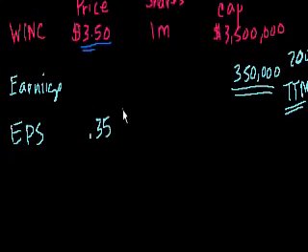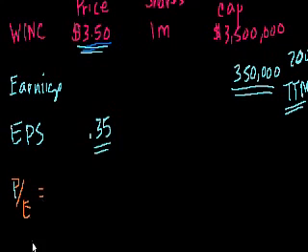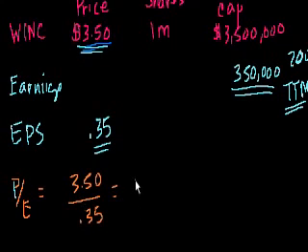But in this case, you literally just take the price of the stock and you divide it by the earnings per share. So, let me switch colors just to ease the monotony. The price to earnings ratio is equal to the price, so $3.50, divided by the earnings per share, 35 cents. So in this case, the price to earnings ratio is 10.